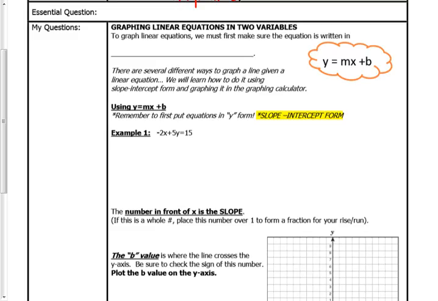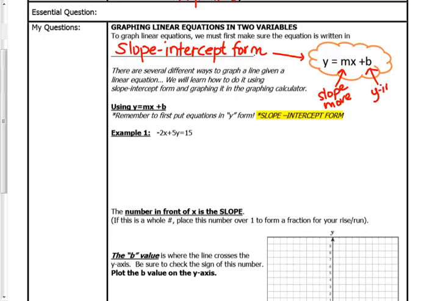To graph linear equations, we must first make sure that the equation is written in slope-intercept form. Remember, we talked about this last time, where the equation has to be written in the form y equals mx plus b. Because when it's written this way, the m, which is the slope, tells you where to move, and the b, which is the y-intercept, tells you where to begin. Okay, so b for begin, m for move. And we're going to follow that a lot more today.